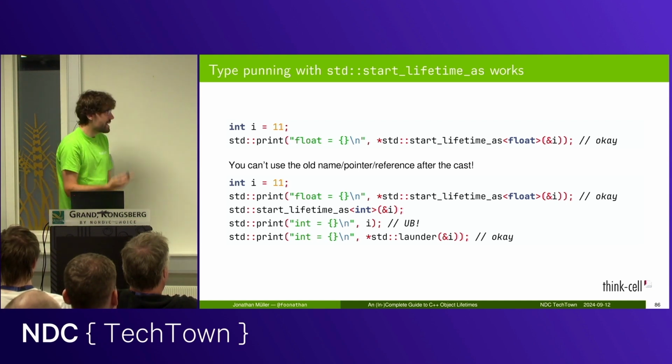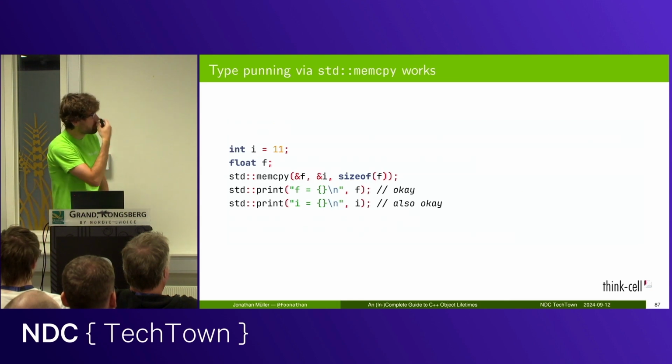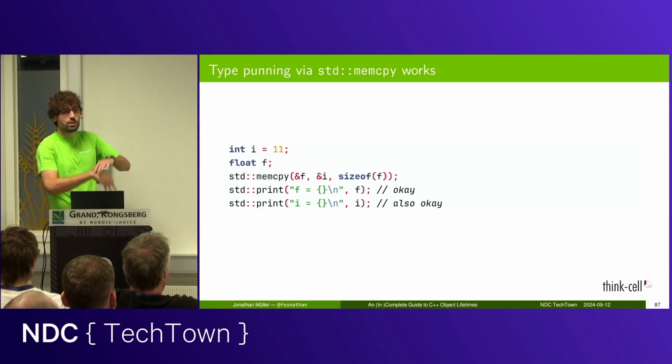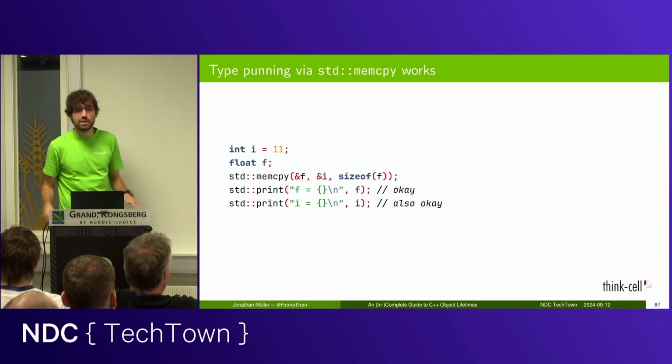So how do we actually do type punning? Well, we can use memcpy. So we've got an int, we've got a float, we copy the bytes over. The good news here is this doesn't interact with object lifetime rules at all, right? We've got an int object, we've got a completely separate float object, and then we just copy the bytes over. So afterwards, we still have a float and an int object because we didn't touch the lifetime of anything, we just copied bytes.